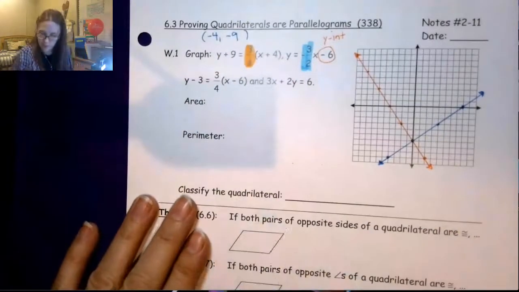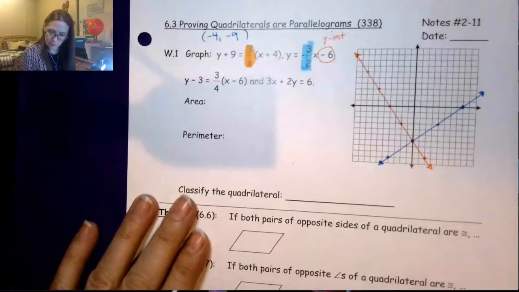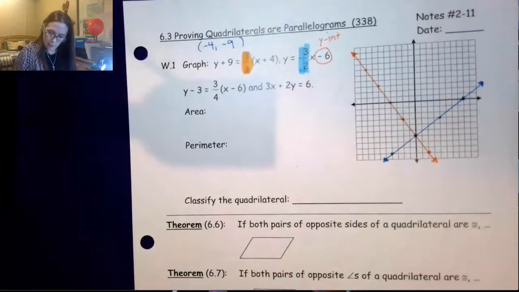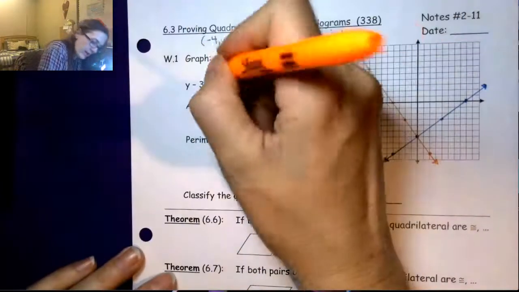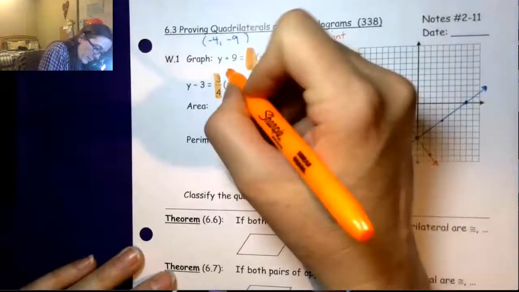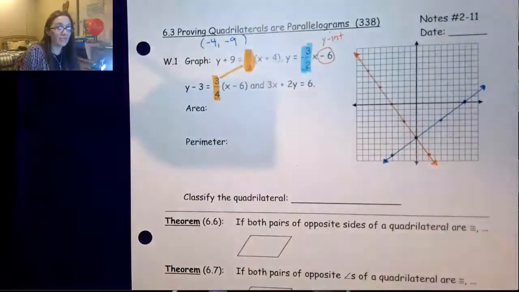Now my third line, I'm going to go ahead and do in purple. And notice the slope right here. Look at this slope, 3/4 and 3/4. These two slopes match. That's an important piece.